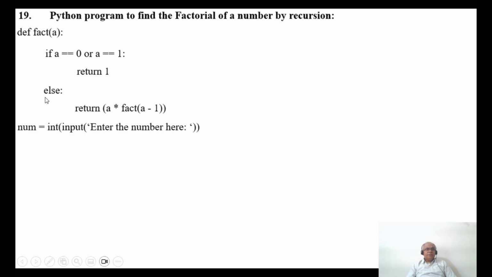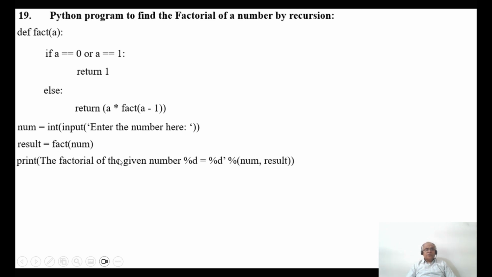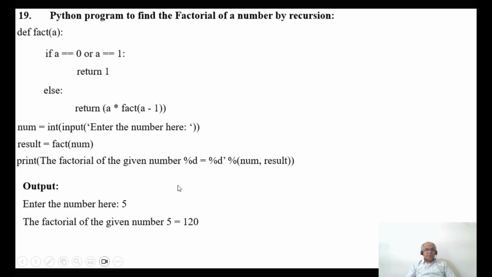So first I want to give the input: num = int(input("Enter the number here")). Then result: I am calling the function and storing that value in a variable, result = fact(num). Then print the factorial of a given number %g is equal to %g within quotes, % (num, result). Suppose I enter the number 5, the factorial of the given number 5 will be equal to 120.